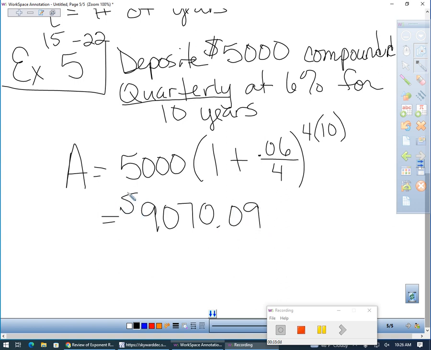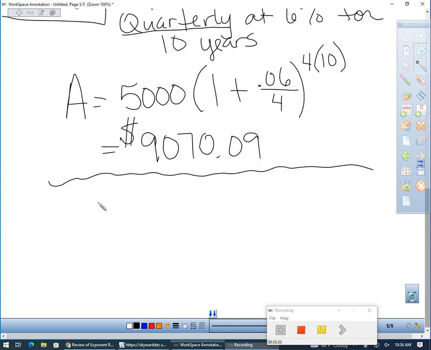9,070.09. We're always going to cut it off after that last number. A bank is not going to pay you more than you have earned. It's not going to round up. Make sure that you got that answer when you typed it all into your calculator. All right, let's try another one real quick.